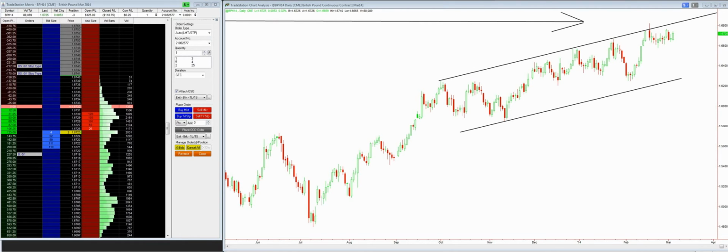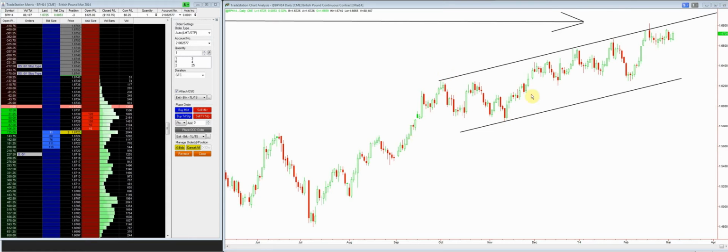5th of March, 5:11 p.m. We're looking at the pound. Here we've got a daily chart of the pound. It showed us in my analysis last Sunday that I was bearish this week, mainly due to this.